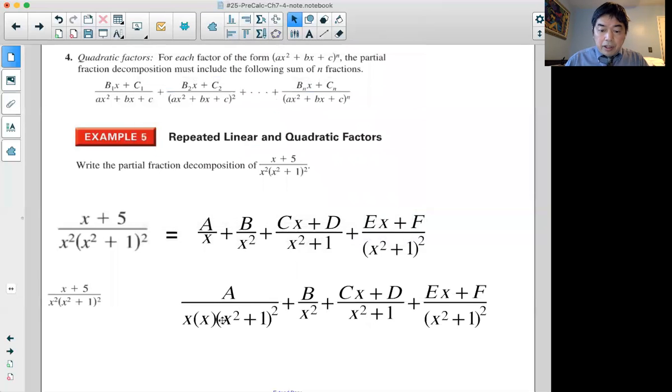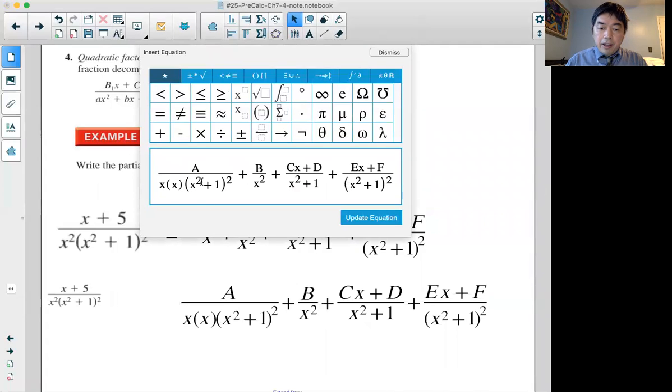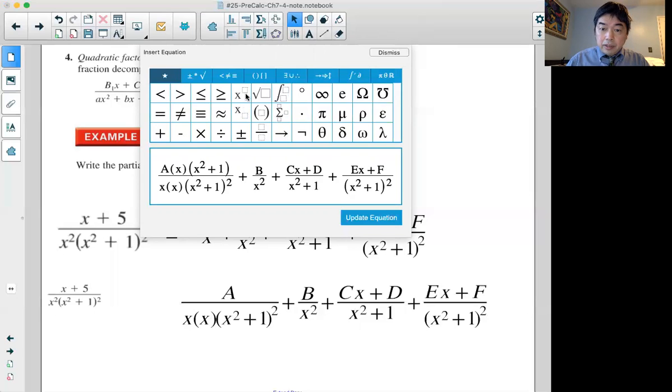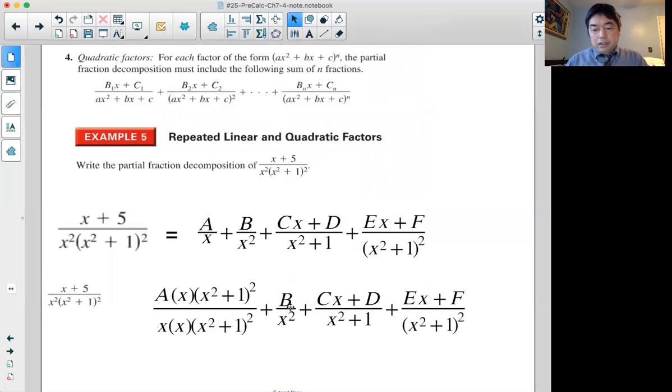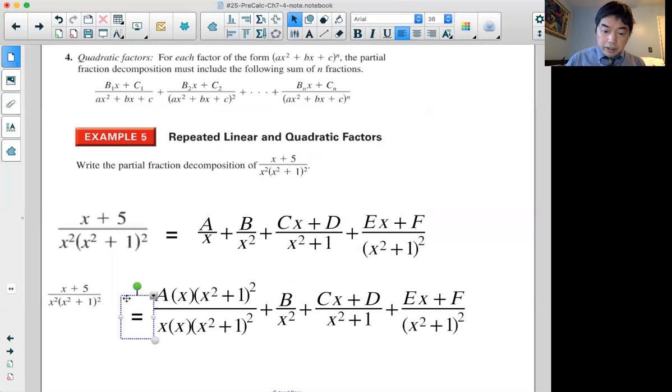When you write this down, you have to multiply exactly the same thing here to make it equivalent to this expression. So you write down here A times x, times x squared plus 1 to the second power. You do this process to here. Okay, so it's kind of a long process. Now it has a common denominator. Same thing on the left-hand side. I put the equal sign here.